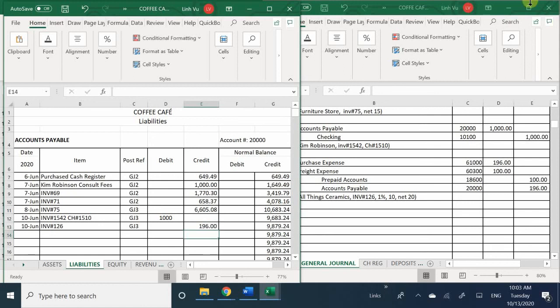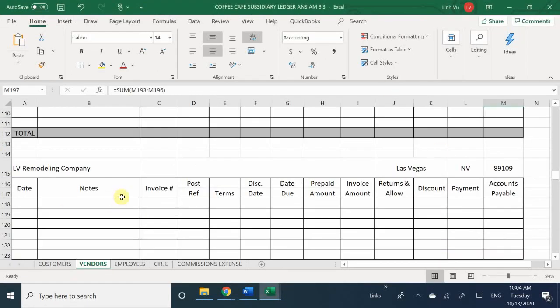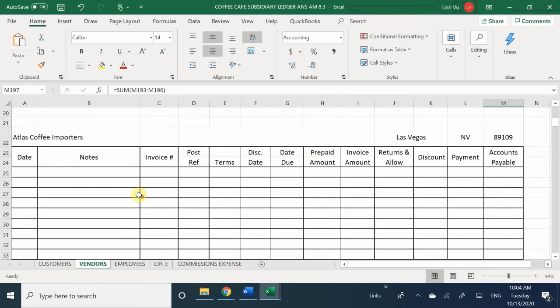So therefore, it should bring my value from $9,683.24 to $9,879.24. So I've increased it by that much. All right. Now we can go ahead and utilize our subsidiary ledger. Okay. So this is where it's going to get a little confusing.